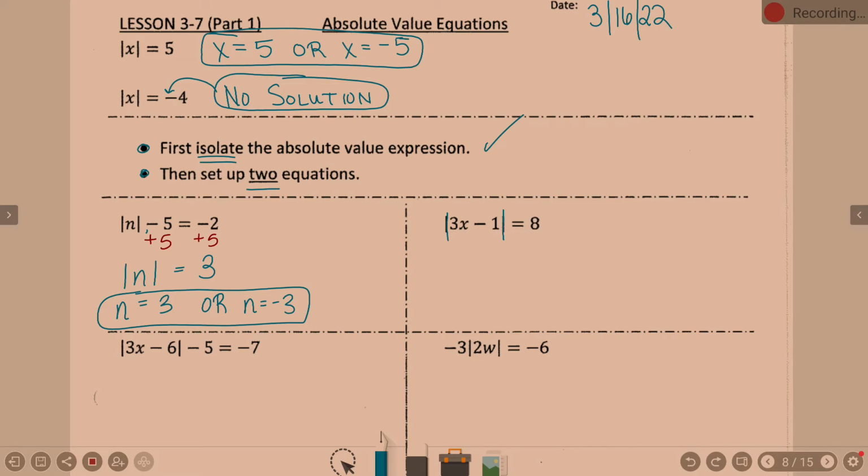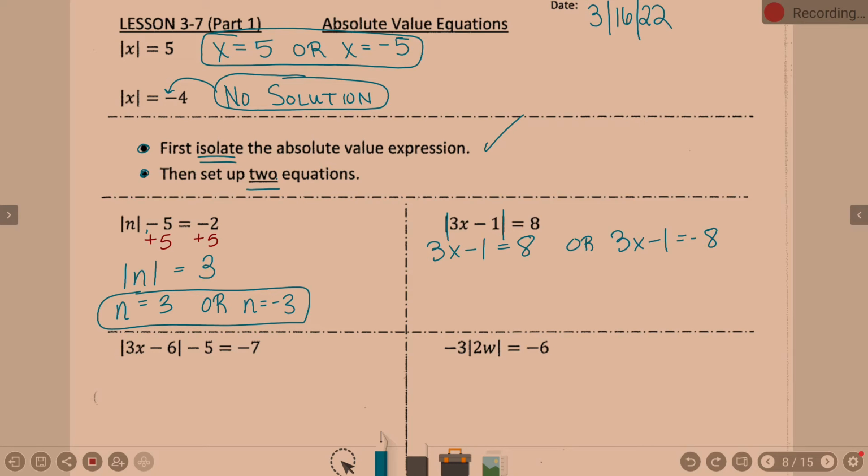Once you're isolated, you now set up two equations. One equation is the given. So what's my given equation? 3x minus 1 equals 8. Or, now my other equation, keep the absolute value the same. Instead of positive 8, I'm going to set it equal to negative 8. So still 3x minus 1, but equal to negative 8.